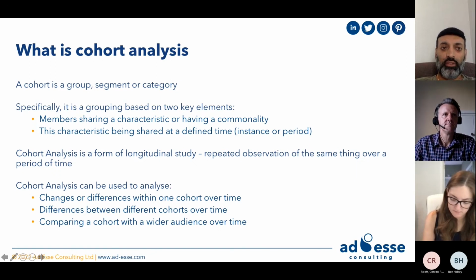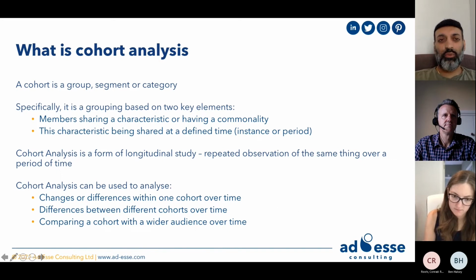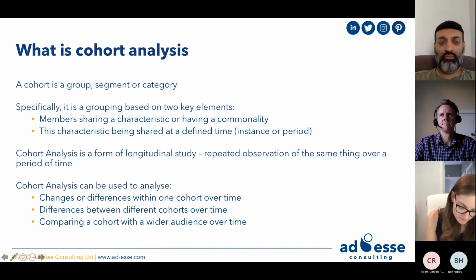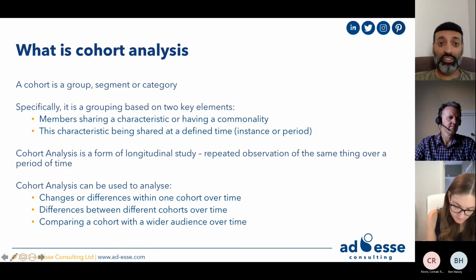Initially, to understand what a cohort is, by cohort we generally mean some form of group, a segment, or a category, some form of grouping. Two key elements: members of a group or segment share a characteristic or have some sort of common thing. And importantly, that characteristic is being shared for a defined period of time.